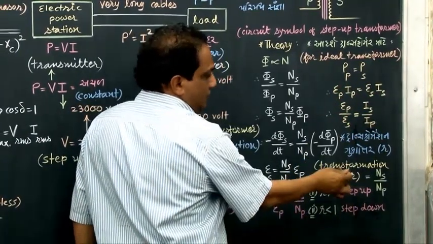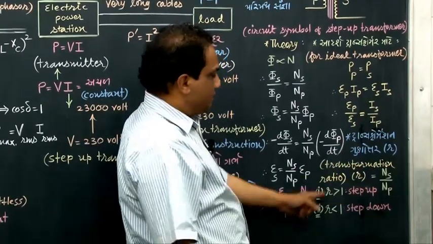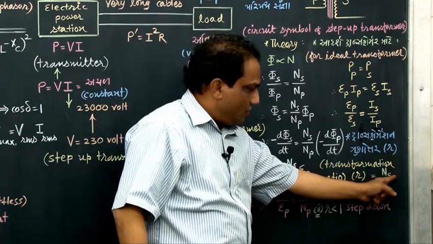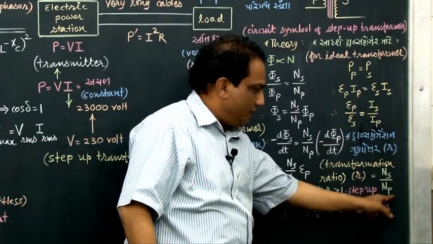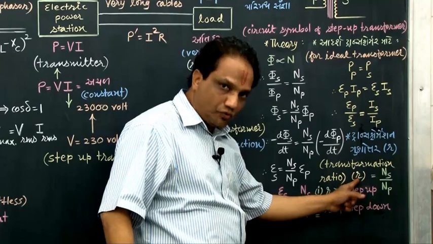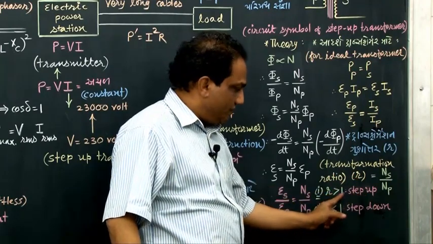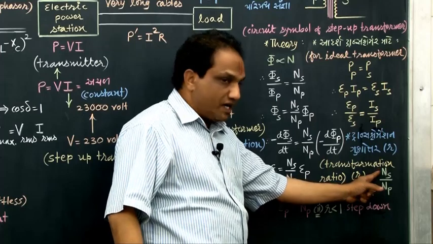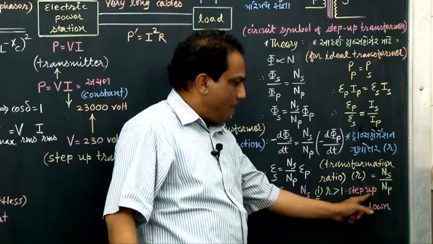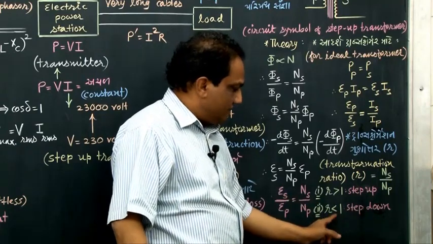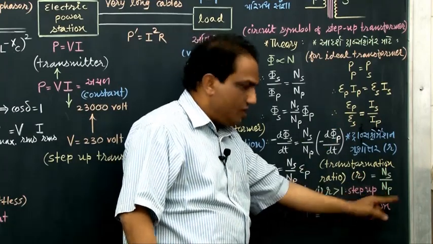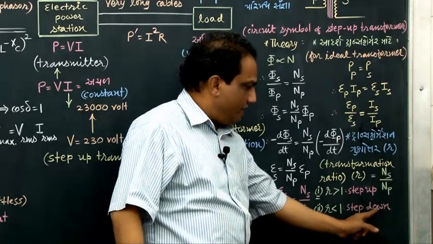Fine. Now what is called the transformation ratio? Transformation ratio is shown by the symbol small r. The ratio of the number of turns in the secondary coil to the number of turns in the primary coil of a given transformer is called its transformation ratio. If this transformation ratio is greater than 1, then the number of turns in the secondary coil would be greater than the number of turns in the primary coil. Such a transformer is called a step up transformer. And if r is less than 1, then the number of turns in the secondary coil would be less than the number of turns in the primary coil. Such a transformer is called a step down transformer.